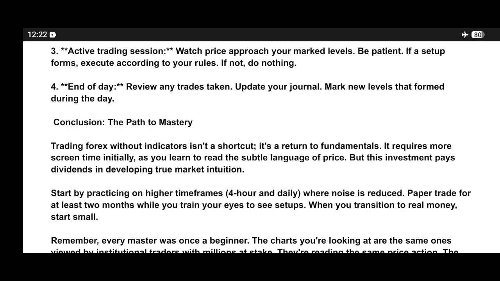Then when you transition into real money, start small. Are you getting me? When you're trading a live account, start small. Don't go deep, or don't go with a big amount of money as a beginner. No, start small, start gaining experience little by little.